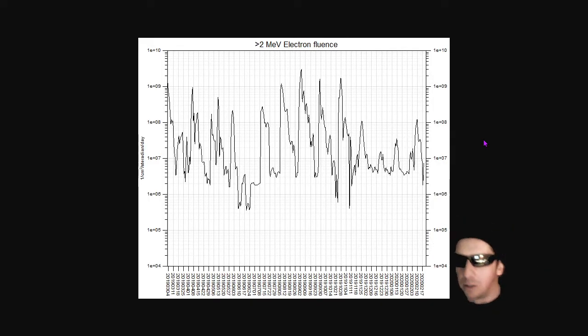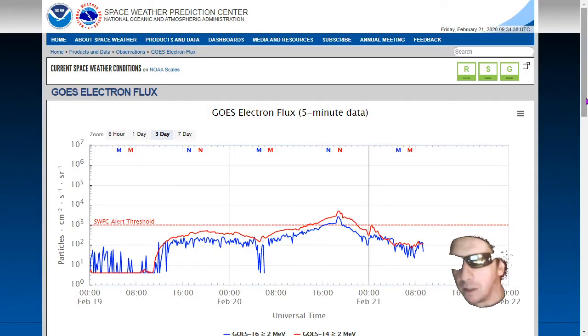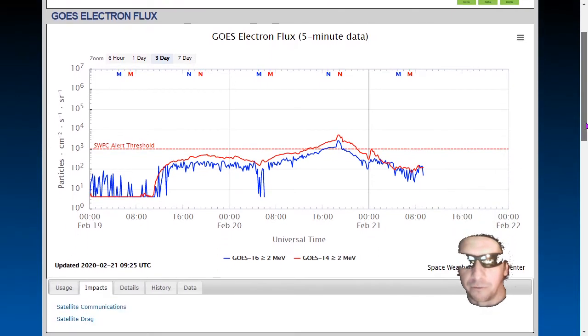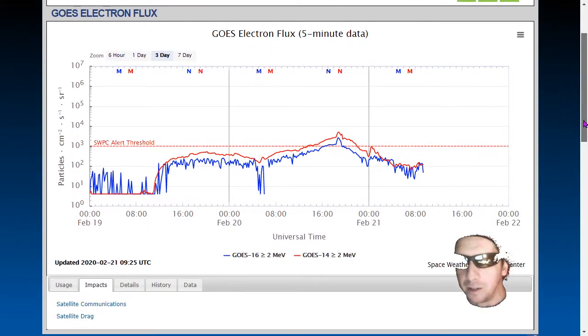Electron flux. Relativistic electrons looking a bit in the moderate range here, expecting to see this rise to significantly higher levels. As we saw, the electron flux from GOES 14 and 16 both got significantly into warning territory yesterday, and I believe we provided an electron flux warning to our patrons.